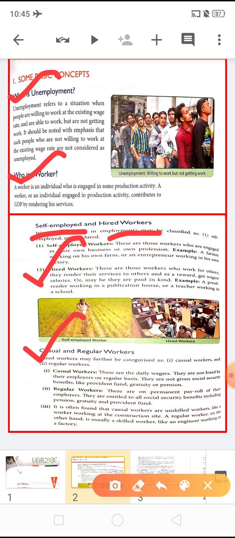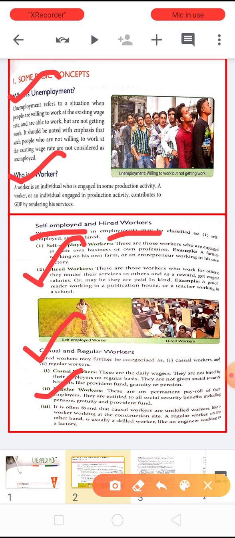Now the next classification is the regular worker. What are regular workers? Children, regular workers are those workers who are working on the permanent payroll of the employers. They are entitled to all the social security benefits, including the pension, gratuity, and the provident fund.